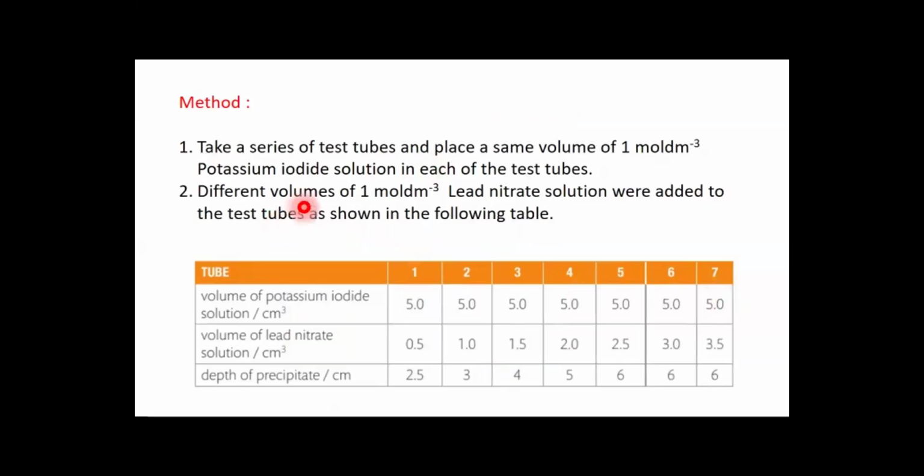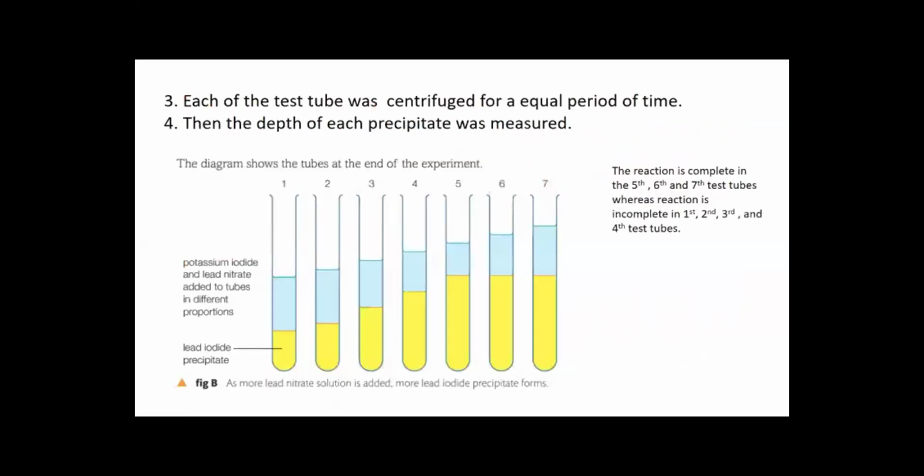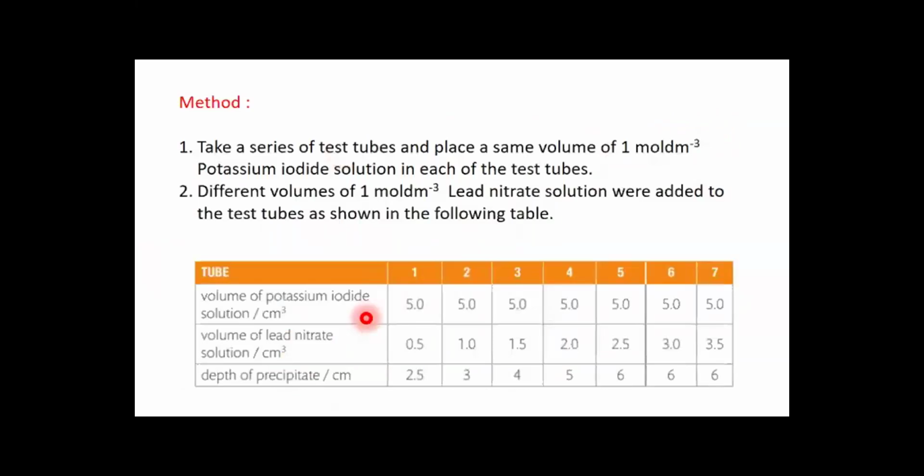Then what we are going to do? We are adding the same volume of 1 mole per cubic decimeter. What does this mean? This indicates the concentration. 1 mole per cubic decimeter potassium iodide solution into the test tubes. So we are adding the same amount of potassium iodide to these test tubes, right? And then what we are going to do? We are going to add different volumes of lead nitrate solution into the test tubes, right?